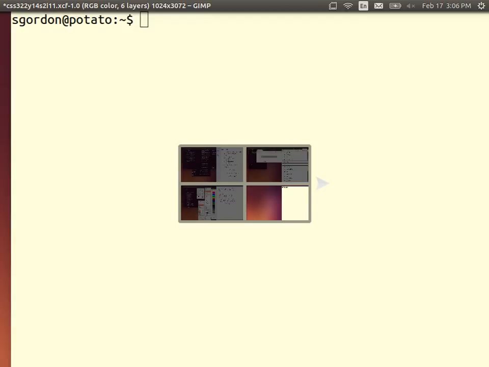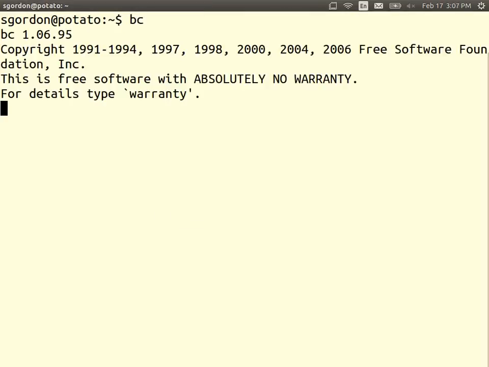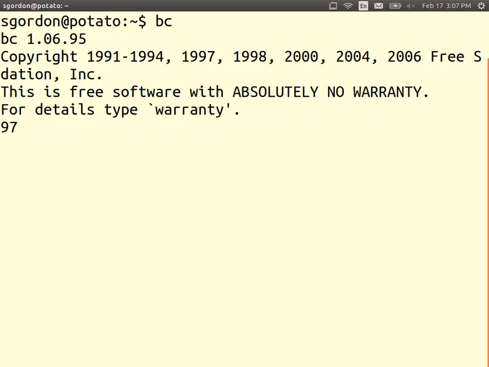Let's check that with a calculator. 97 to the power of, what was it? 121 mod 143. Let's hope it works. 97, okay? My calculator confirms that in this case it's correct.